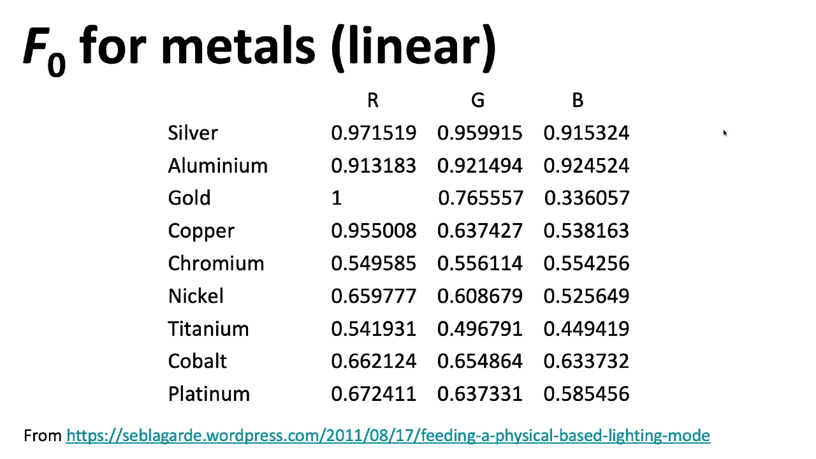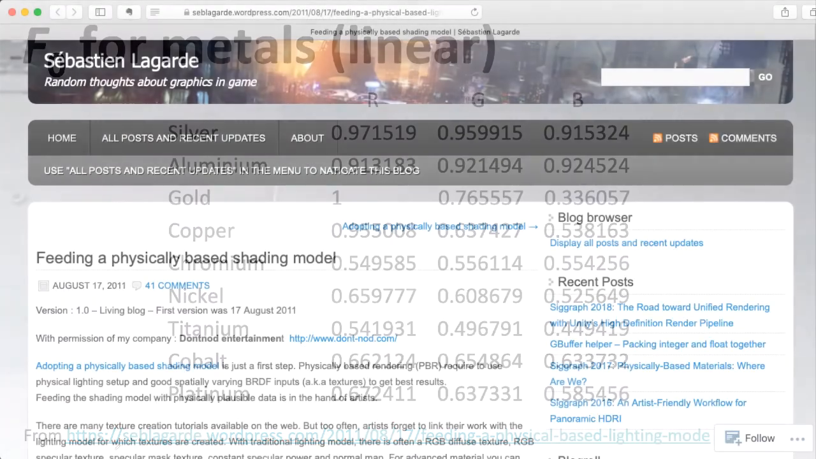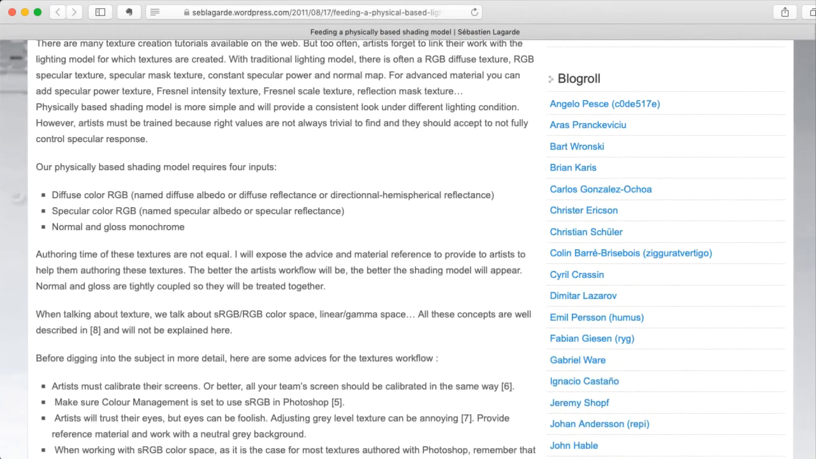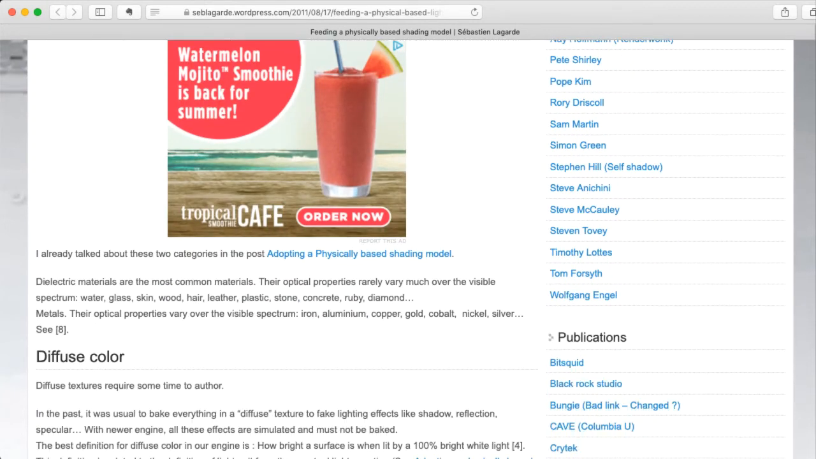So the color is something you only see when you have the light source and the viewing angle lined up. I found this list of F-naught properties of various dielectrics and metals from this excellent blog post called Feeding a Physically Based Shading Model by Sebastian Lagarde. There is a lot of amazing material on Sebastian's blog.